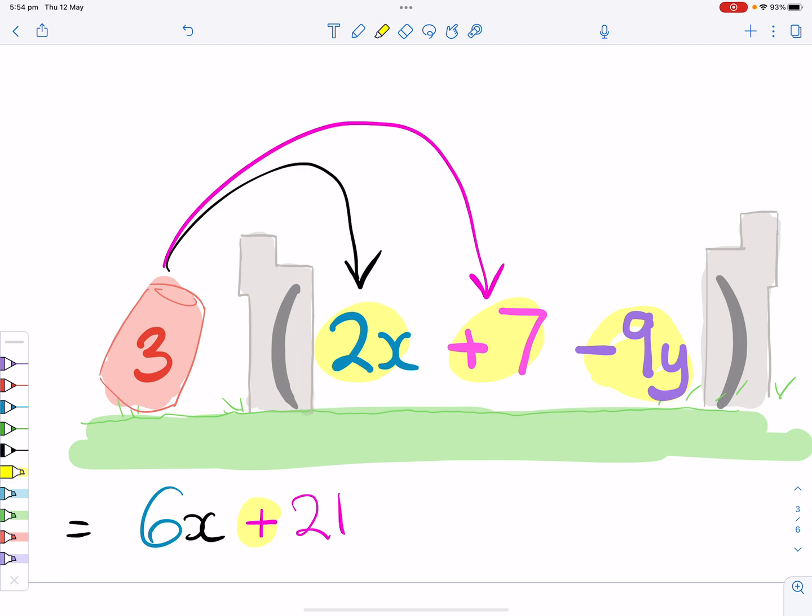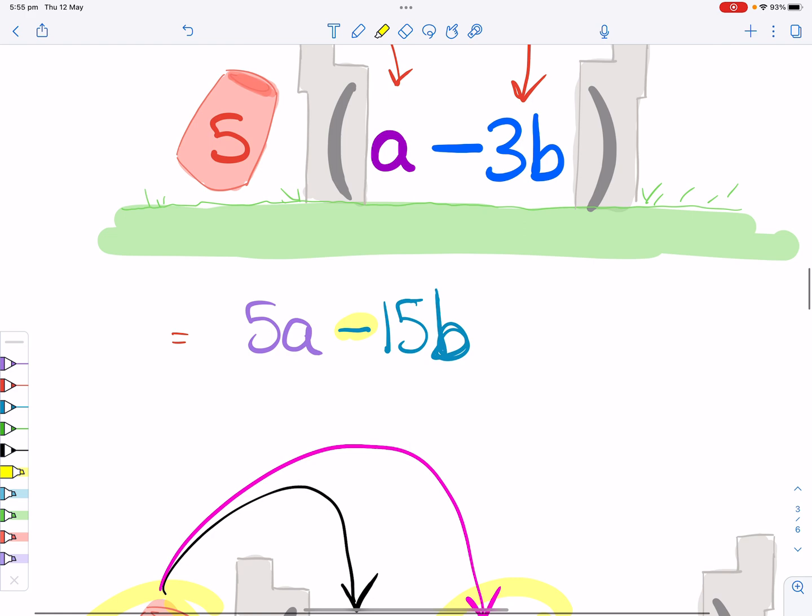That's where this sign comes from. It comes from the result of doing this times this. If the answer is positive, it ends up being a plus sign between. If the answer is negative, the answer becomes negative in between.